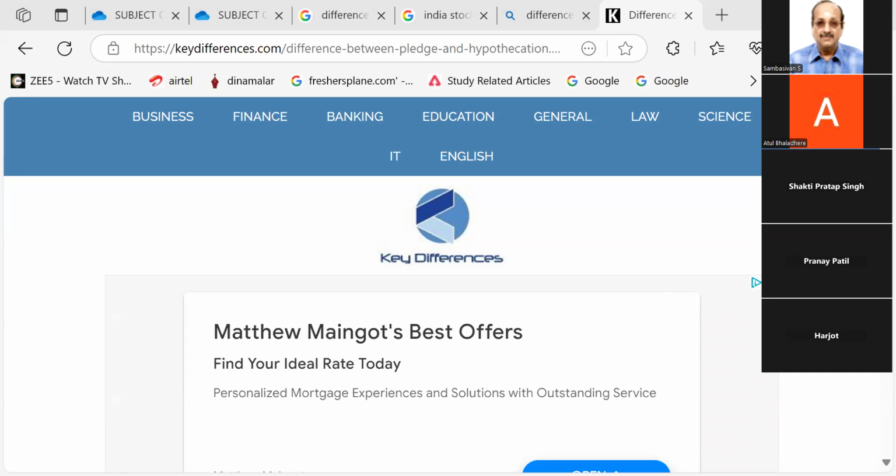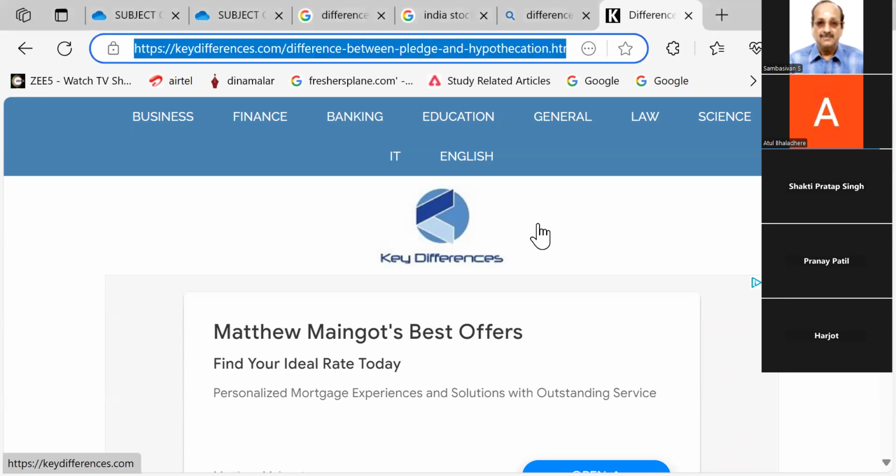Keydifferences.com. You go and ask for any difference. Difference between father and mother. Difference between borrower and lender. Anything you can get it here. Do you follow, my candidates? Are you able to follow?